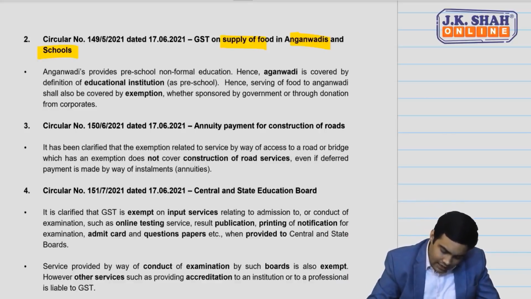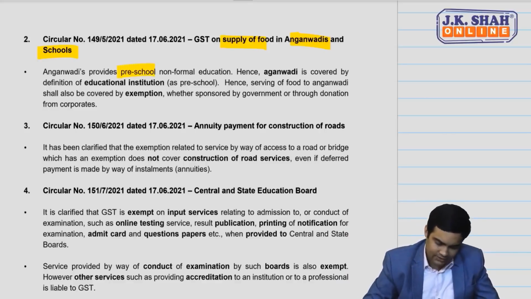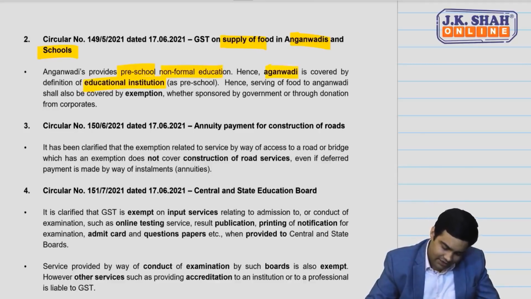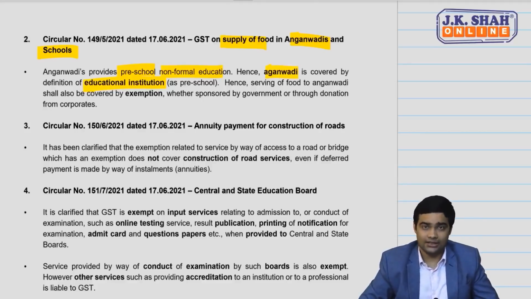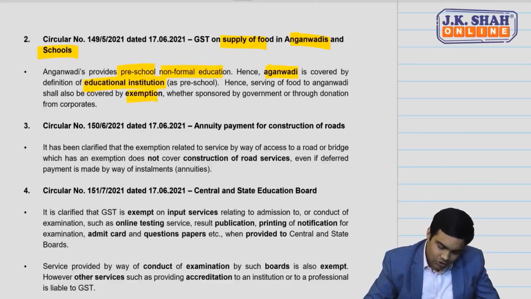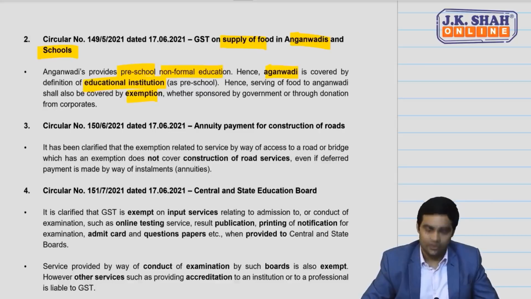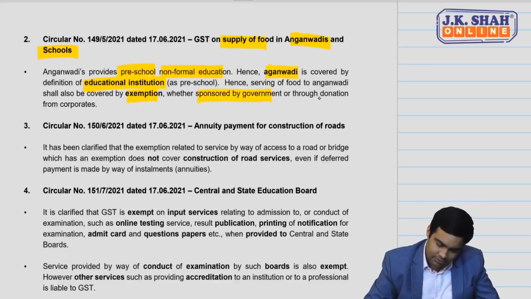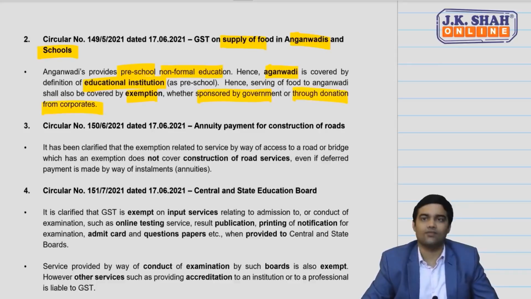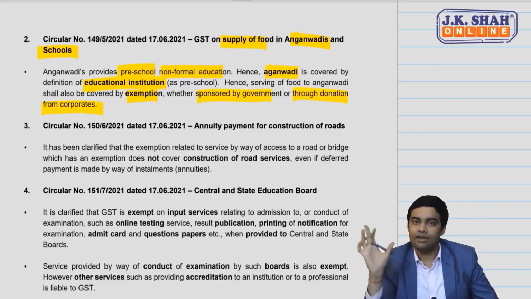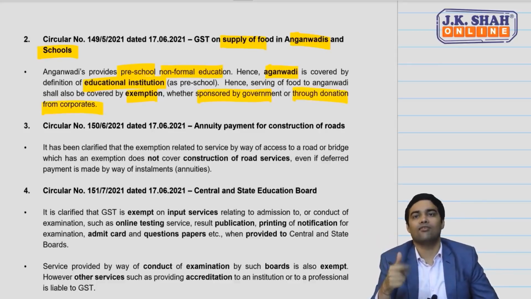Wonderful. Anganwadis provide preschool non-formal education. They are covered by the definition of educational institute. They will also be covered by the exemption whether sponsored by government or through donation from corporate. Doesn't matter whether it is sponsored by government or through corporates. Exemption will be available. Clear?